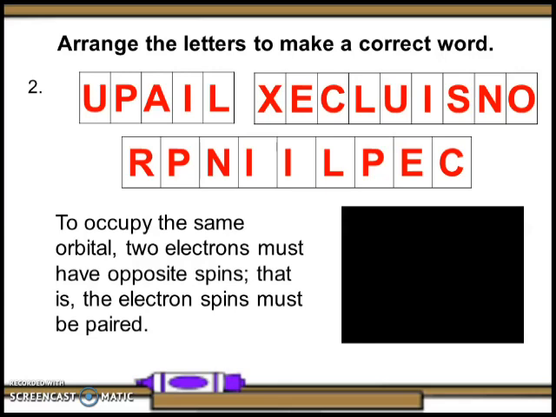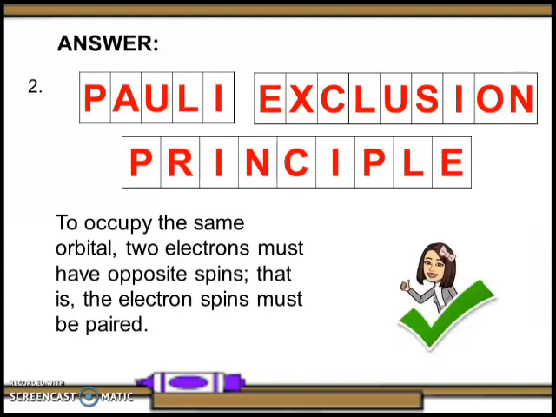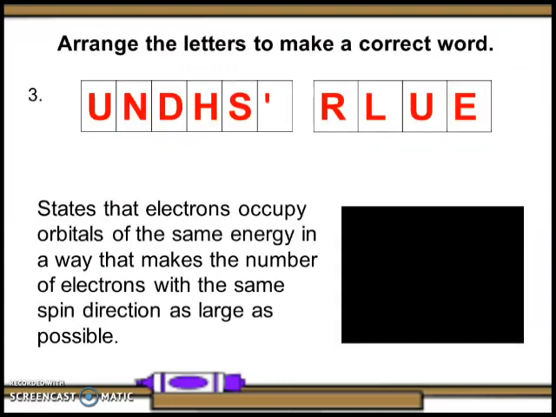Number 2. To occupy the same orbital, two electrons must have opposite spins. That is, the electron spins must be paired. The correct answer is Pauli exclusion principle.